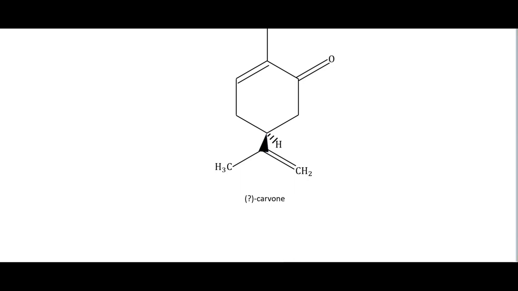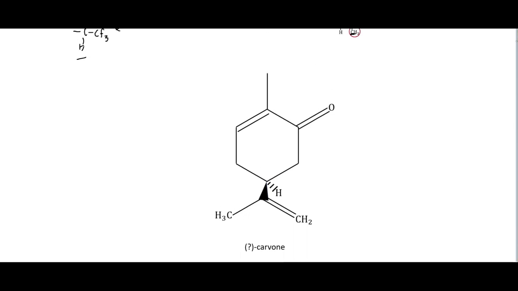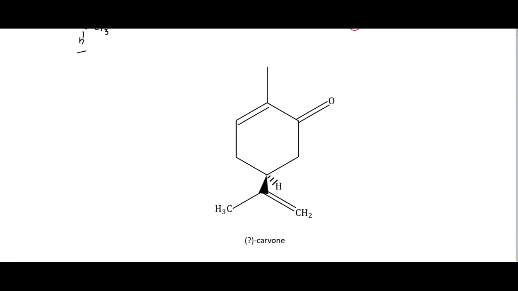All right, so now we can look at this, and we can try to guess what the R or S designation of this is going to be. We already have this H pointing back, and so what we want to do is try to assign priorities on here. What we have is this carbon bound to, so we're looking at this carbon. This is our chiral center right here.